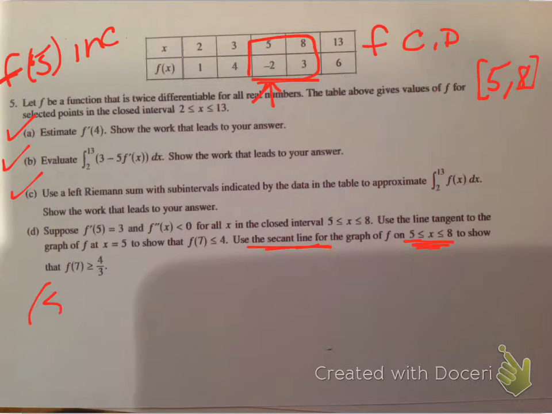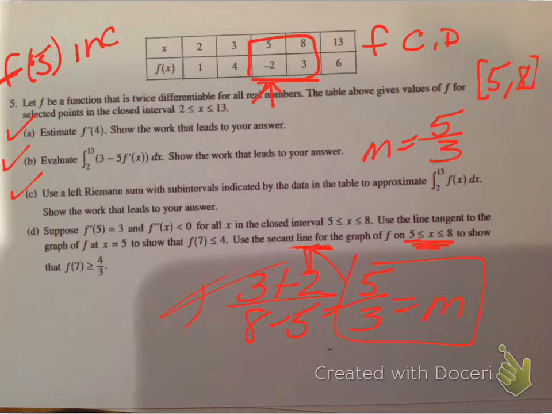So what are our 2 points? 5, -2, and 8, 3. So y2 minus y1 over x2 minus x1 gives us 5 over 3. So that is the slope for the secant line. Okay? So now they're saying to show f of 7 would be greater or equal to 4/3 if you were to use the tangent line for that. So we have to do the exact same thing that we did before. So I'm just going to write over here that m was 5/3, so we don't forget that.